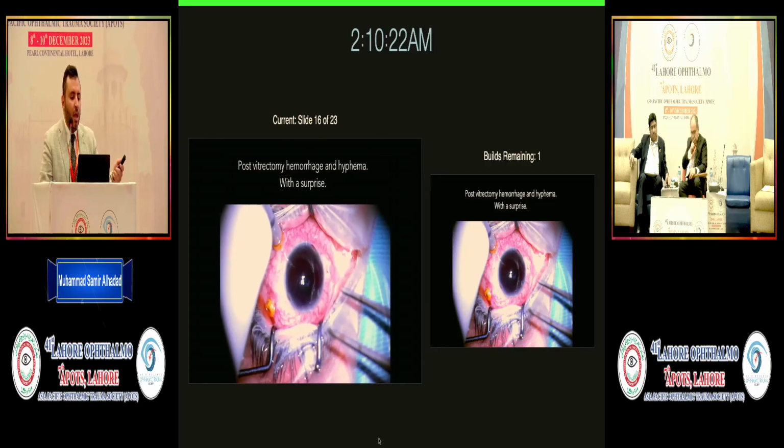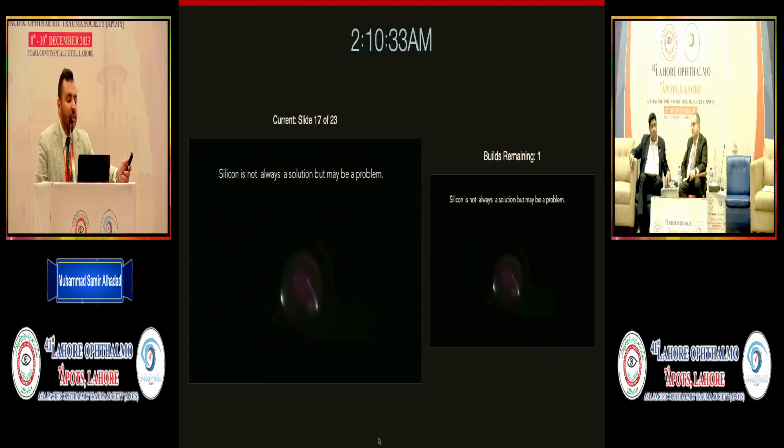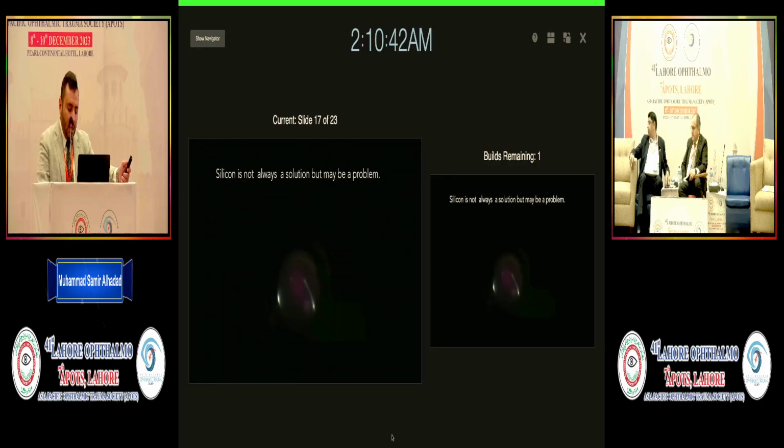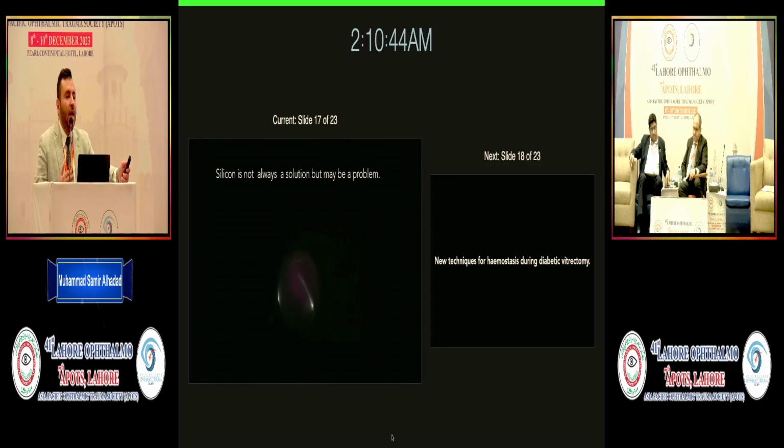Post-vitrectomy hemorrhage, we all see this, and it's better not to see it. Please do good hemostasis during operations, and as well, you have to put in your mind that silicone is not always the solution, but may be a problem. When you believe in silicone, you might have a bleeding behind this silicone and a very bad and very sticky amalgam, which may be very, very difficult to remove.